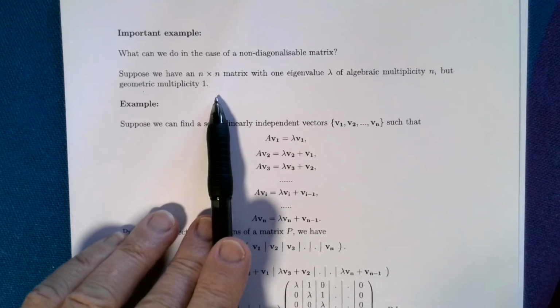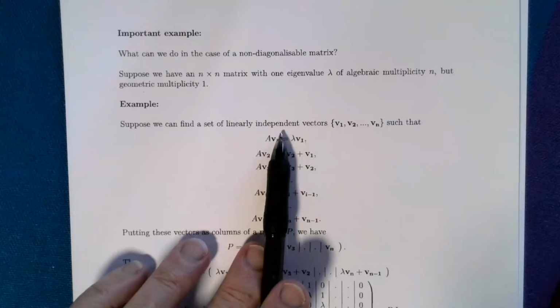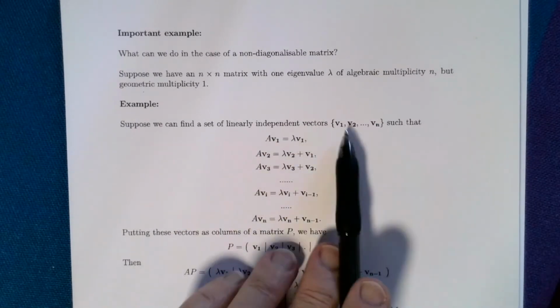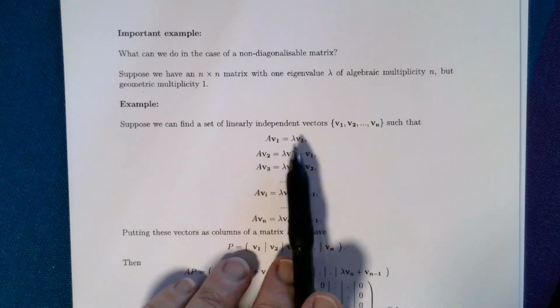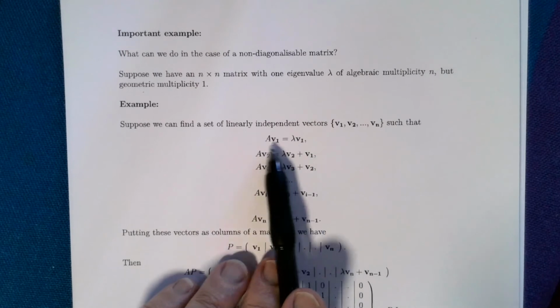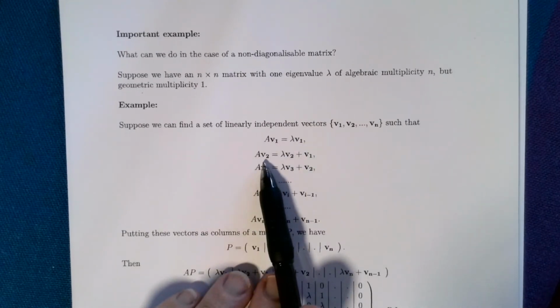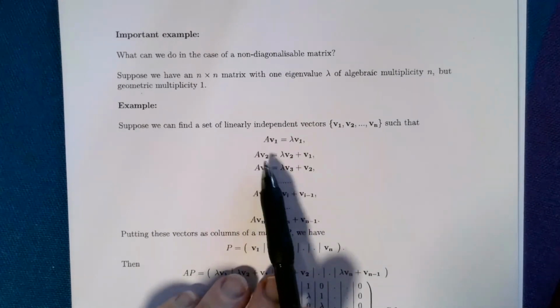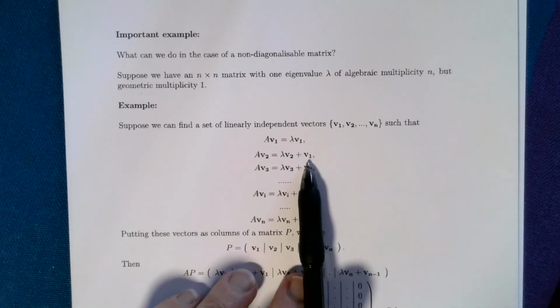So, suppose we can find a linearly independent set of vectors v1 up to vn with the following property. A v1 is lambda v1, so that means v1 is an eigenvector. Now A v2 has the property that when you multiply A by this vector v2, you get lambda v2 back again, so it's almost an eigenvector, but you get plus this vector v1 we had up here.